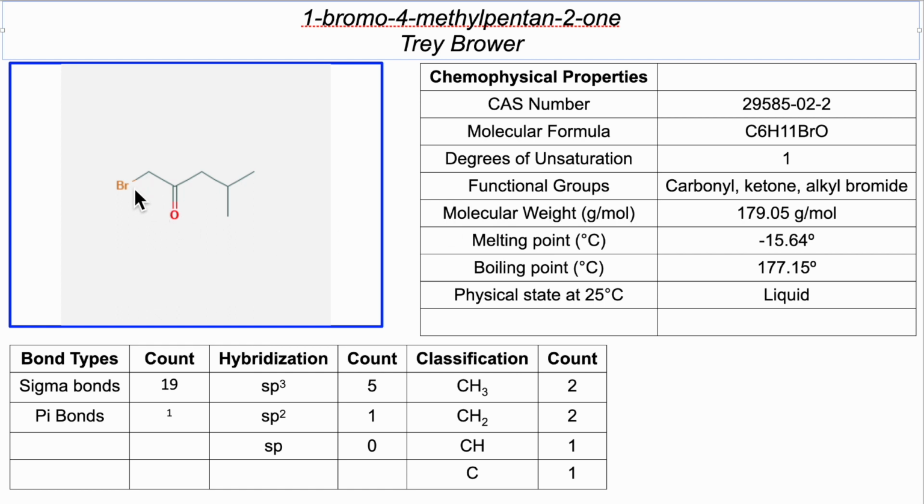The molecular weight is 179.05 grams per mole, with a melting point of -15.64 and a boiling point of 177.15. This means that it has a physical state of liquid at room temperature.